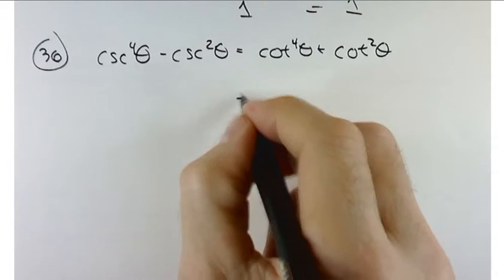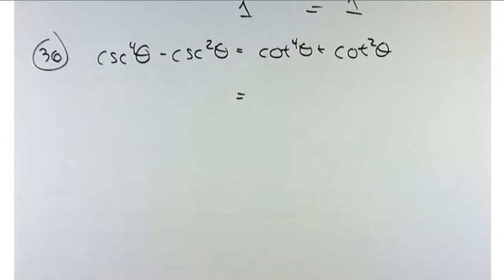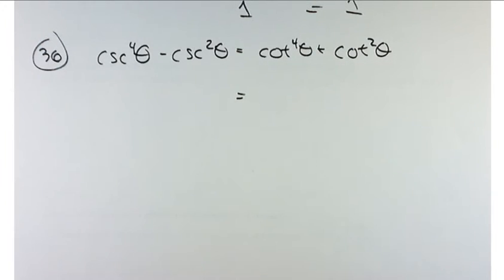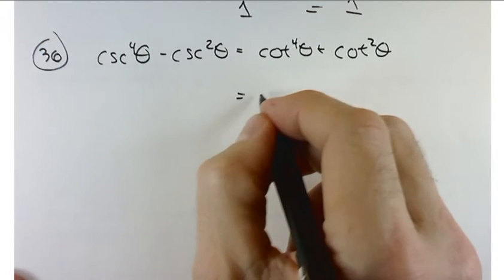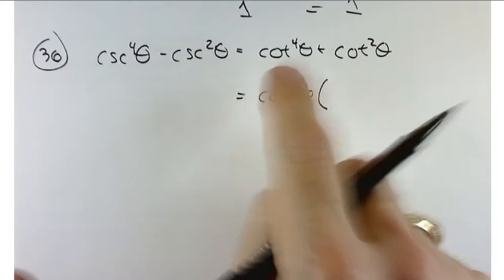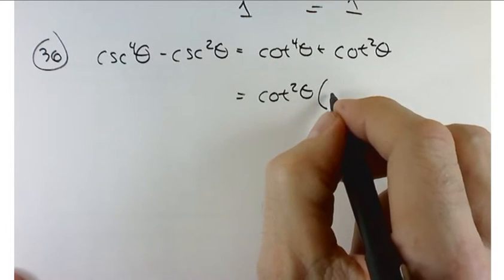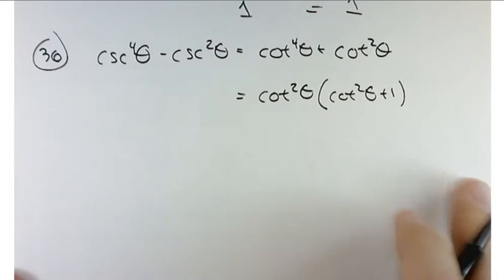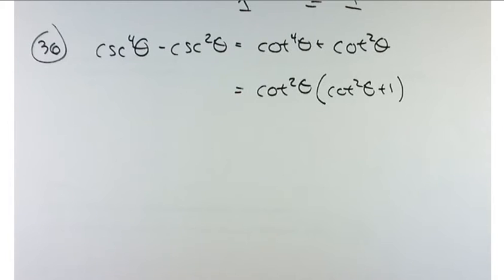It really doesn't make a whole lot of difference, I don't think. So let's see if we can work with the right-hand side. All right. What would you do on the right-hand side? What could we do there? All right, good. Factor out a cotangent squared of theta. That's going to leave behind cotangent squared of theta plus 1. Okay. Now what?